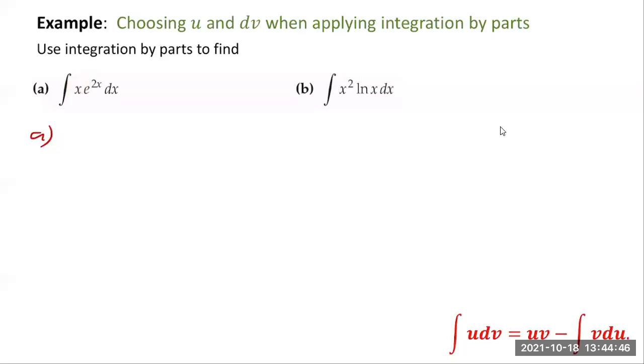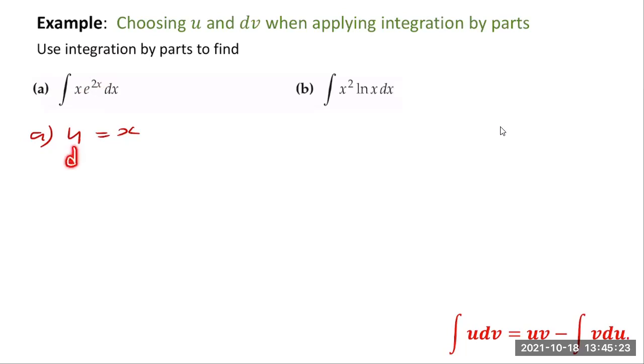You might be wondering, why don't I identify e to the power 2x to be u? If you do that, you will see that when you apply the integration by parts formula, you will come up with a more complicated integration than this one. That's not what you want. You want a simpler integration than this one. That's the reason for my choice of u. I'm going to take u is equal to x. And I would encourage you to try taking u is equal to e to the power 2x and see what happens. You will see that you are going to come up with an even more complicated integral.